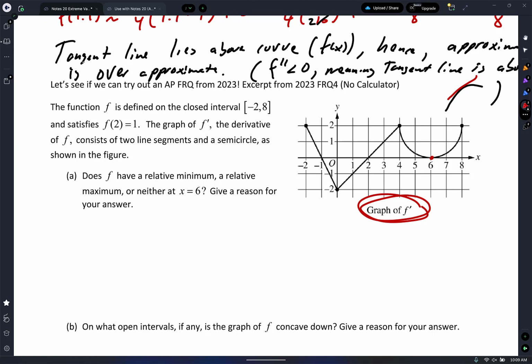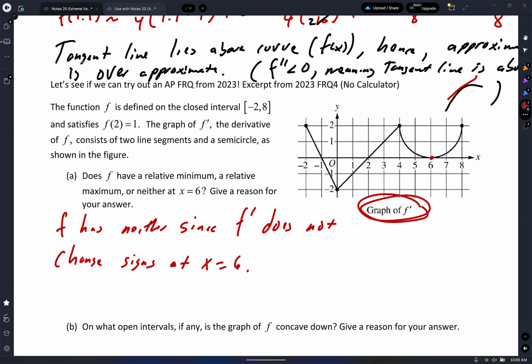Are we clear? So you're going to put f has neither, since f prime does not change signs at x equals 6, period. Perfect. Full credit. If you want to be more specific, you can say f prime. Actually, no, this is specific. F has neither since f prime does not change signs at x equals 6. You would have gotten the full credit because that's what they're asking at 6. But it's always good to be as specific as possible at all times.